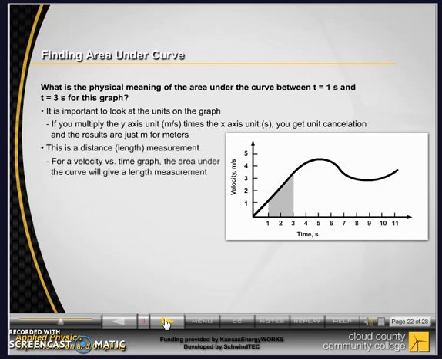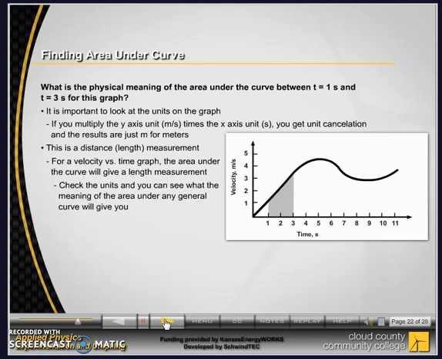You can conclude that for a velocity versus time graph, the area under the curve will give you a length measurement. Just check the units when you do this, and you can see what the meaning of the area under any general curve will give you. Remember, area is one dimension, the y-axis value, times the other dimension, the x-axis value.